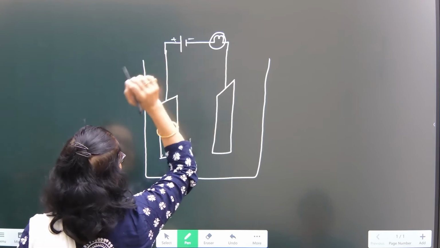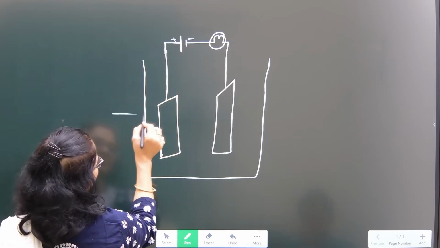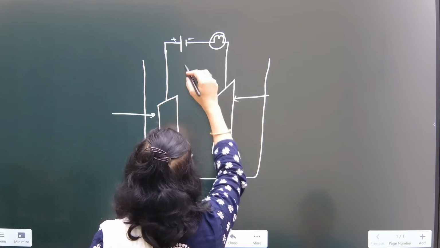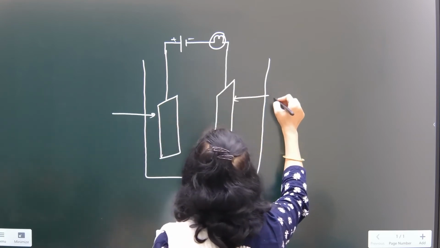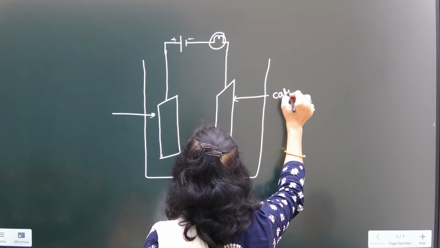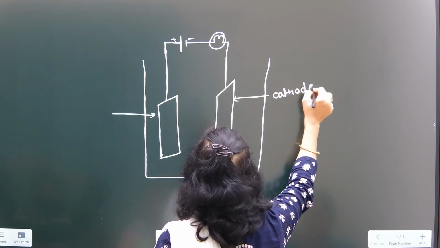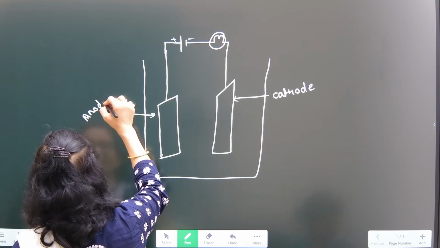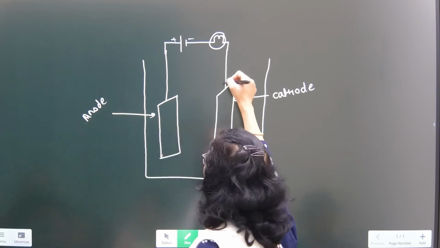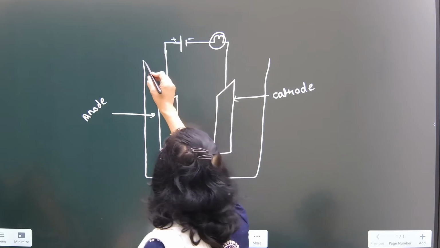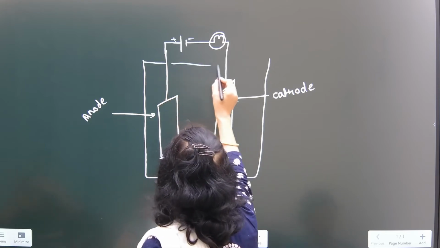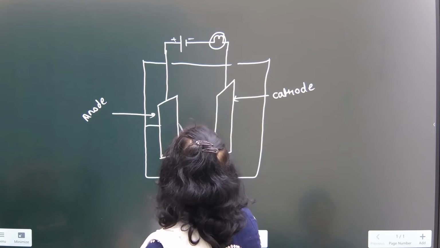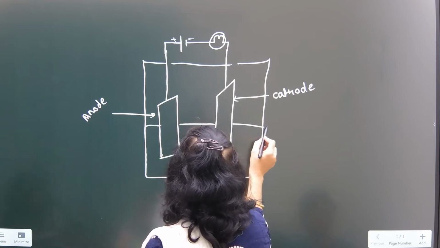So which one is cathode? Negative terminal. This is cathode and this one is anode. And these are called electrodes. Okay.